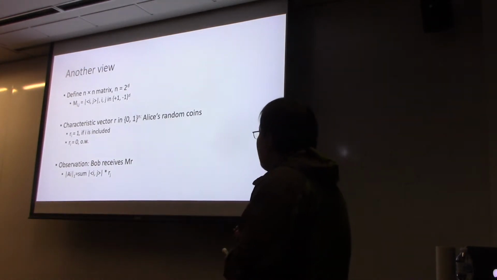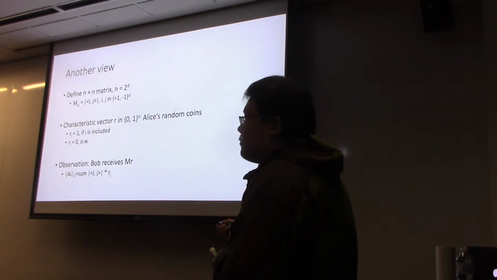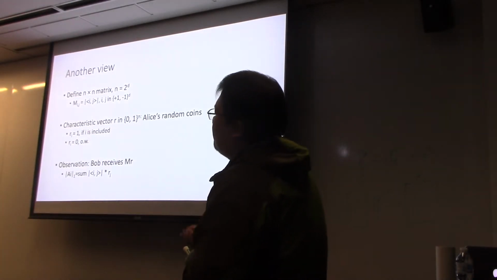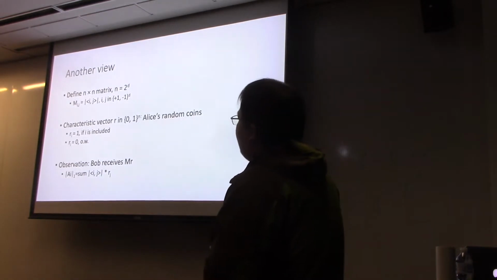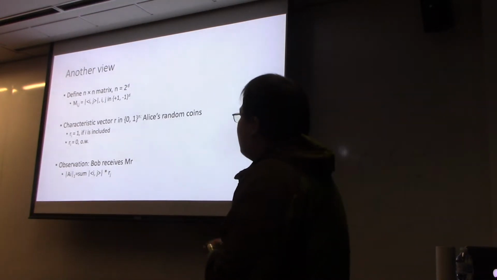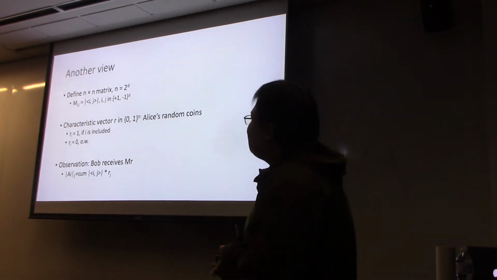Well, let's define the following matrix. It is a 2 to the d by 2 to the d matrix, where the entry on the ith row and jth column is the inner product between i and j, taking the absolute value. Here I assume that the rows and the columns of this M matrix are indexed by these sign vectors. So this is some matrix, has size 2 to the d by 2 to the d.